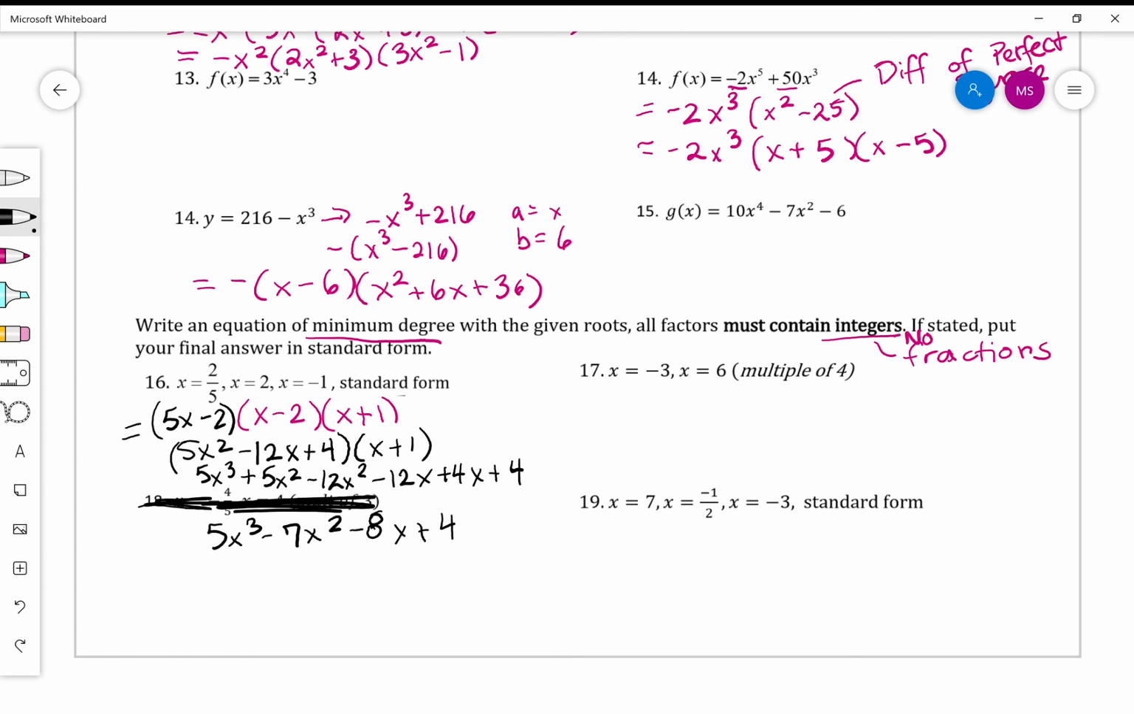And last but not least, number 17, so you guys see the multiplicities and moving forward. So here, we'll say f of x equals x plus 3 because opposite signs. And then x minus 6, it says multiplicity of 4. So here, 4. Exponent equals multiplicity. There you go.